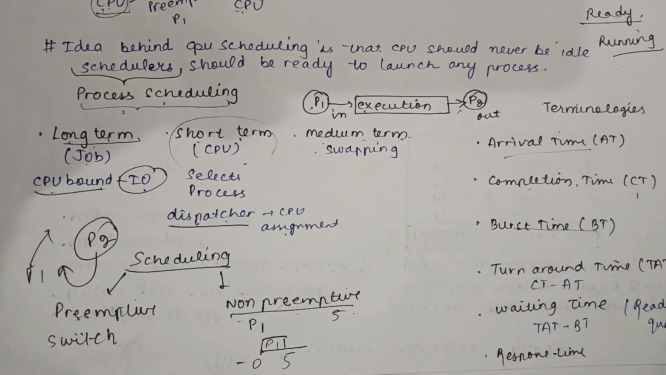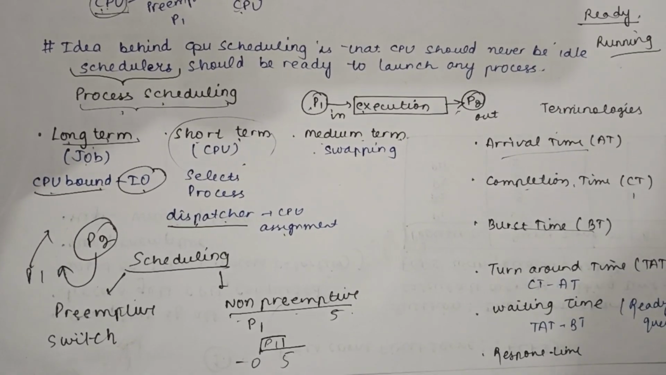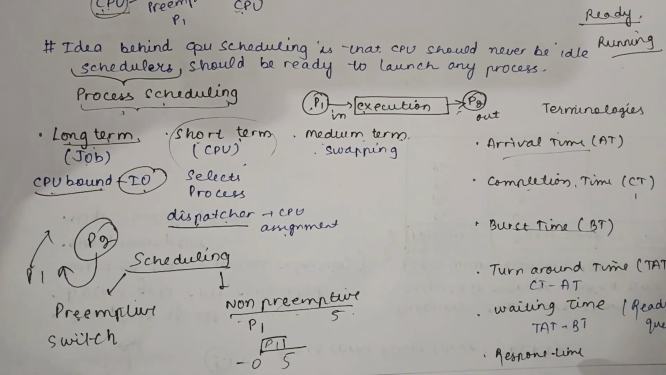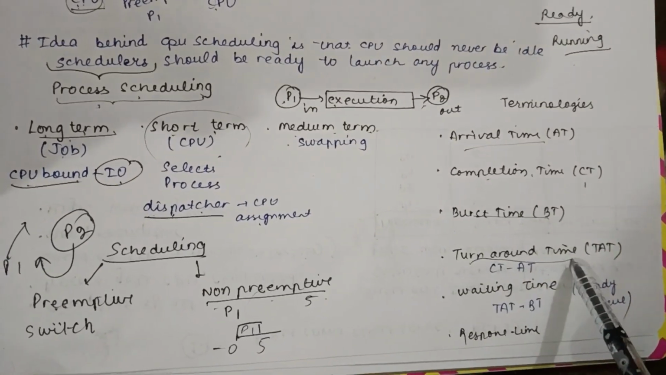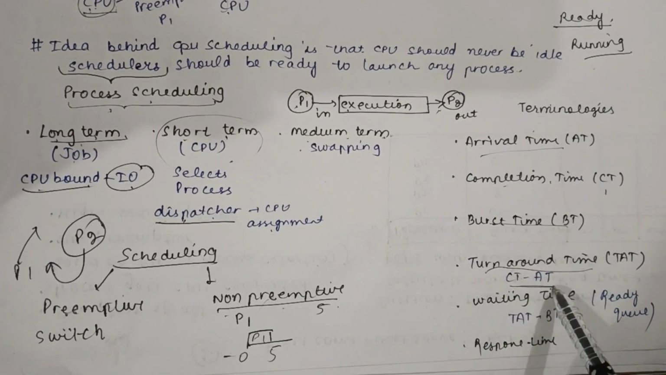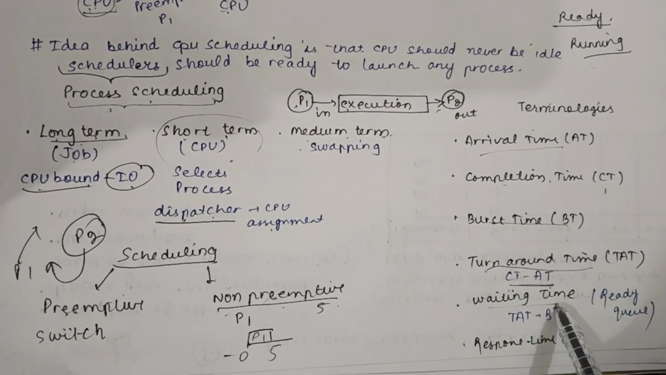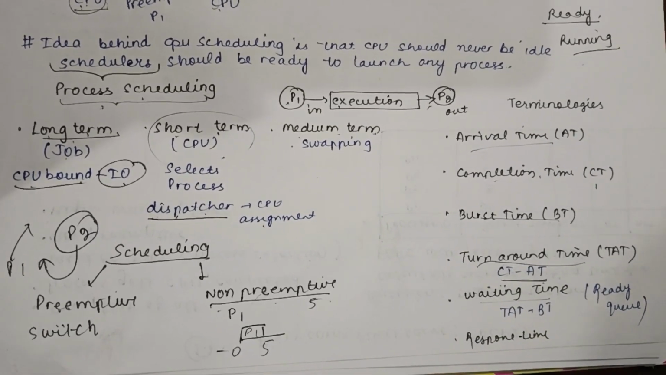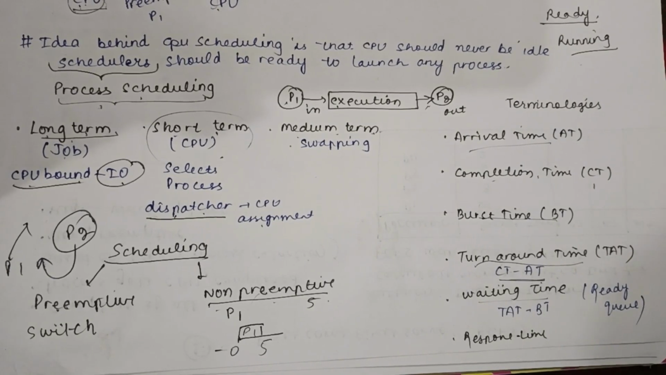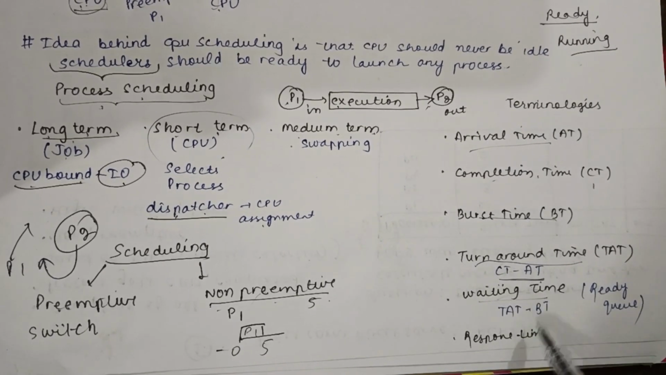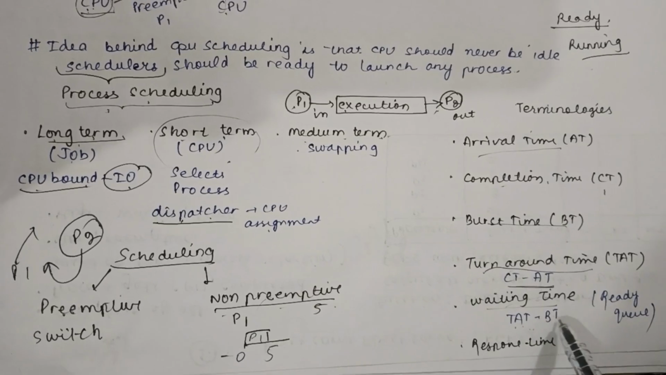However, if due to preemption it gets completed at 20 units of time, then that 20 units of time is the completion time. Then we have the turnaround time, which is simply the completion time minus the arrival time. And then we have the waiting time. Waiting time is how much time has been spent by a process in the ready queue. So that's the turnaround time minus the burst time.